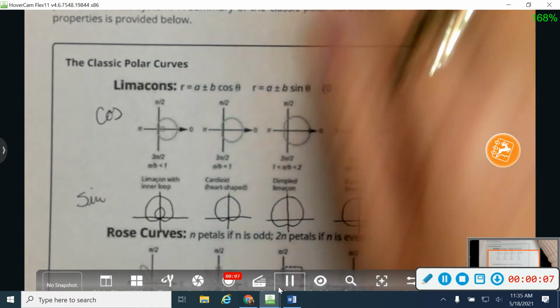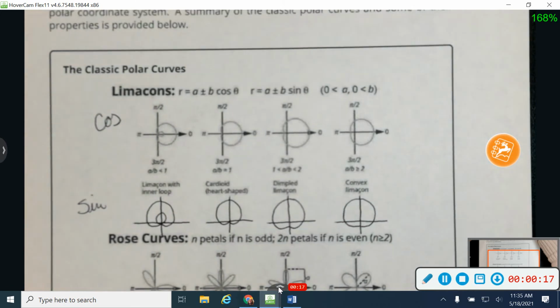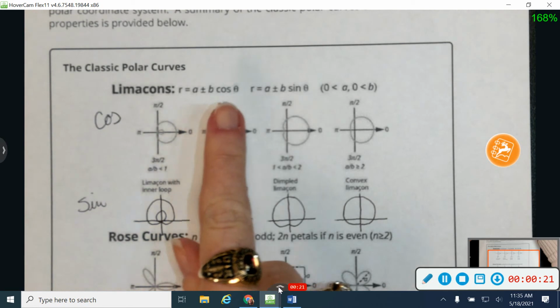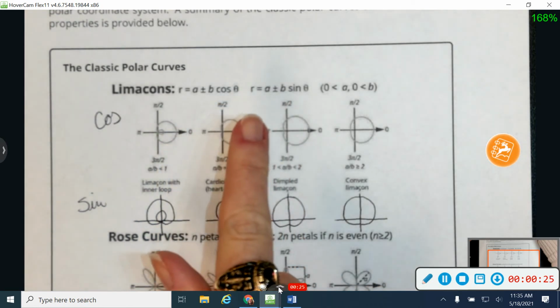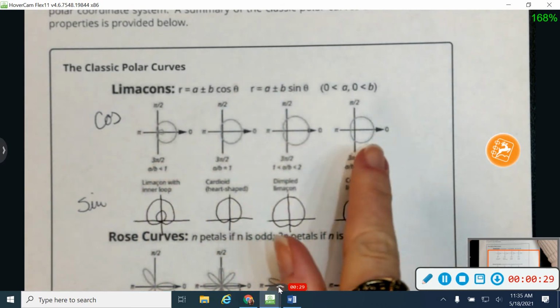Okay, so let's start by talking a little bit about each type. The first type that we have is what we call a limison. You'll know that it's a limison because we have a plus or minus sign in the equation. That's how we know it's a limison. These are all the different kinds of limisons.